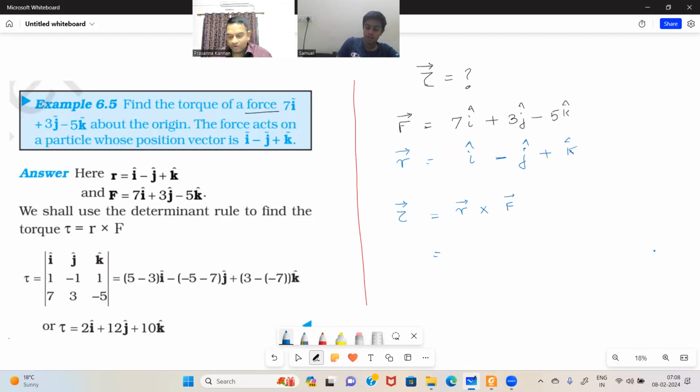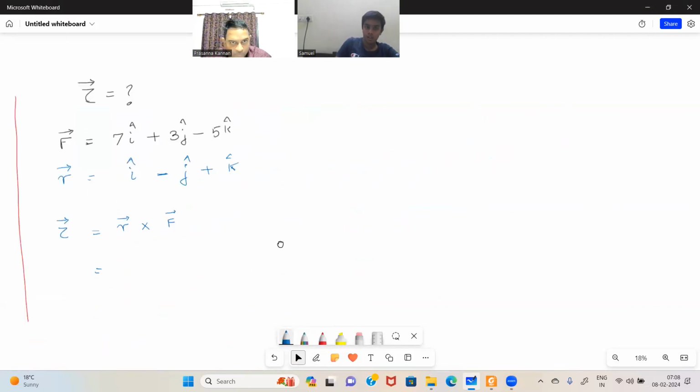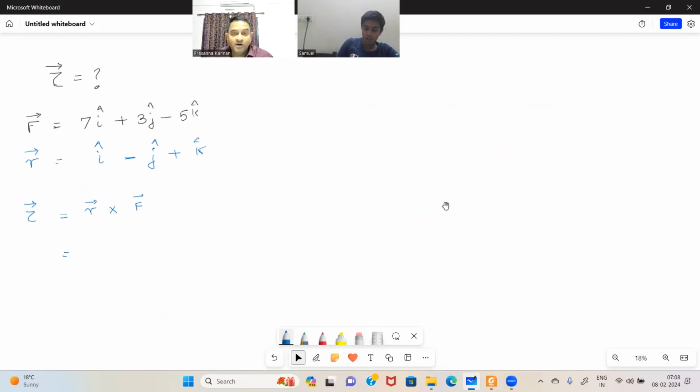So how do you find R cross F? How do you find a cross product? Using a method called determinants. You learn it as a complete chapter in 12th, but right now you will just learn the evaluation method. So the method is like this. First row must be filled with what? Look at the board and tell me.